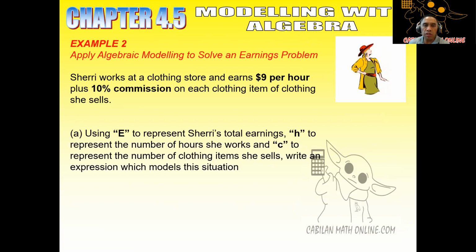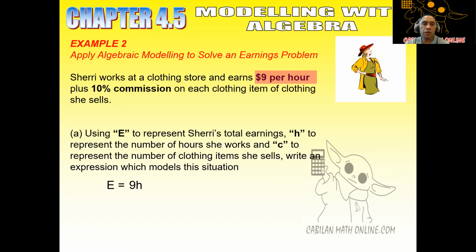So what we want to do here is to find the total earnings. We know that the E on its own is going to be based on how much she gets paid per hour, based on the hours she works, of course, and the commission she earns based on the clothing sales. So start off with E equals. Now, it says here that H represents the number of hours she works, and she gets paid $9 per hour. Another way to interpret this is 9 times H. So 9 times H, that's going to give me 9H.